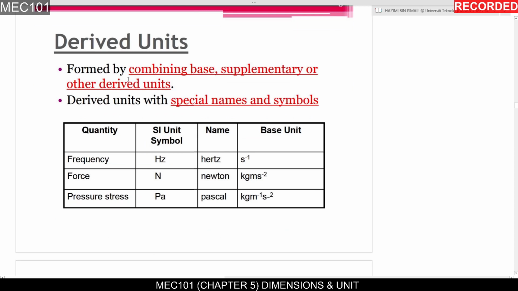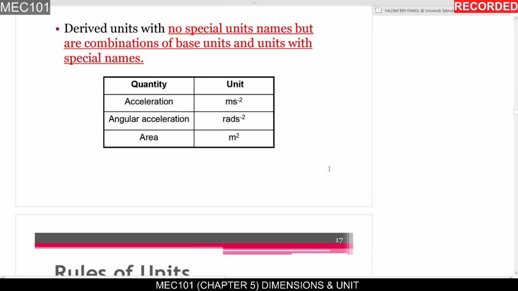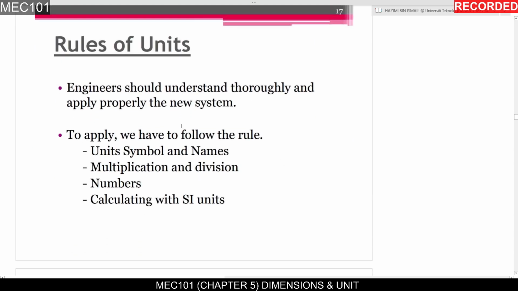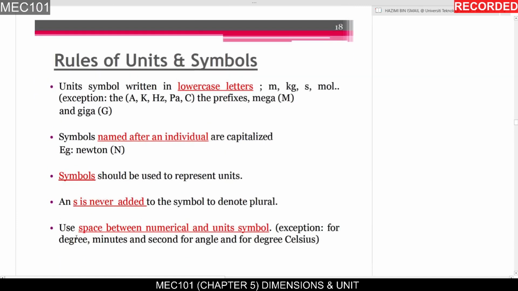And then derived units, as I mentioned earlier, the derived units are combinations of the basic units. Okay, so I can skip a few slides here. So we go to the rules of units. Engineers should understand thoroughly and apply properly the new system. To apply, we have to follow the rules: unit symbol and names, multiplications and divisions, numbers, calculating with SI units. So these are the rules.